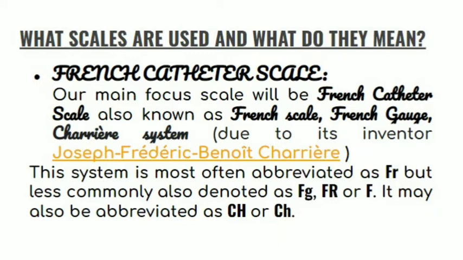It is also known as the French scale, French gauge, or Charrier system. It is named after its inventor, Joseph Frederick Benoit Charrier. I don't have a French accent, but it may sound something like that. This system is most often abbreviated as FR, but less commonly also denoted as FG, F, or CH. All these abbreviations are in honor of its inventor, who was a French inventor, and the last two abbreviations are in honor of his name.